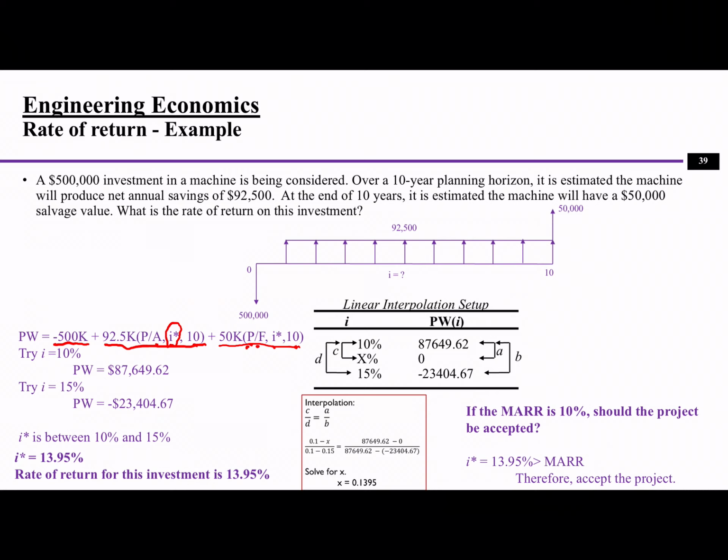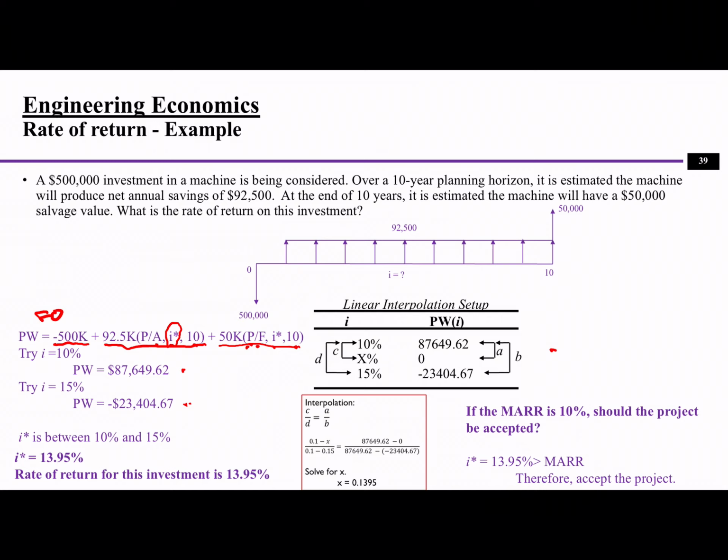If you do not have computers, then in this case you can try some interest rates and see what the values are, because what we need to find out is the rate where PW equals 0. This is what we want to find out, right? So we can try different rates. If we see one is positive and one is negative, then we can use interpolation to find out what the middle is.